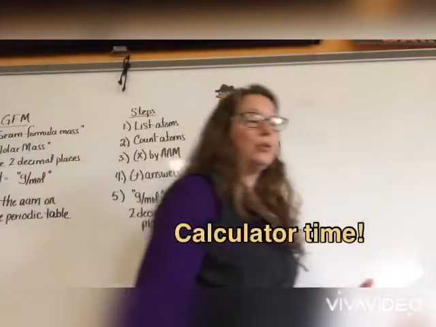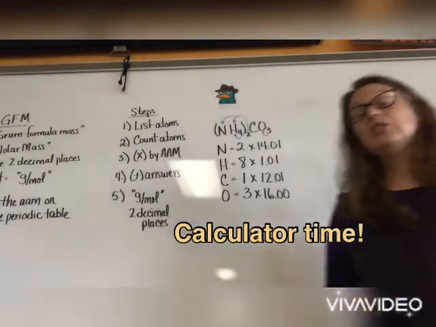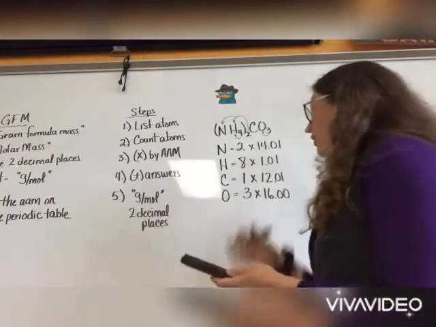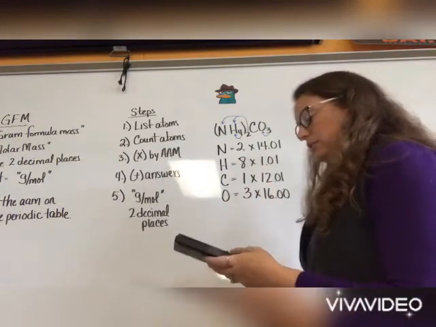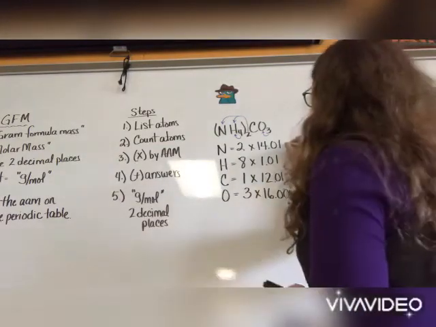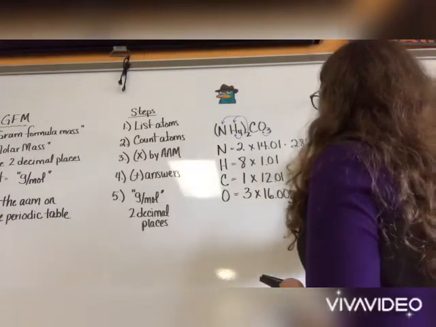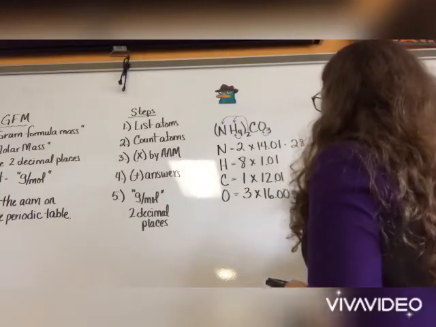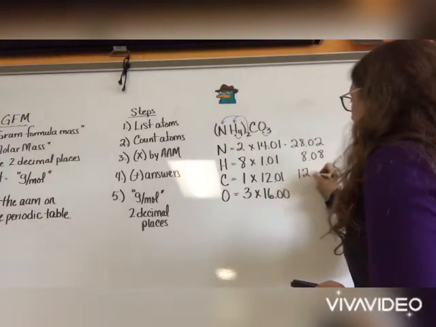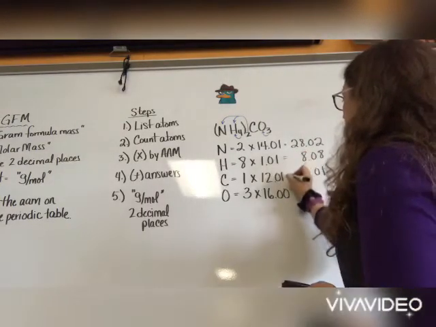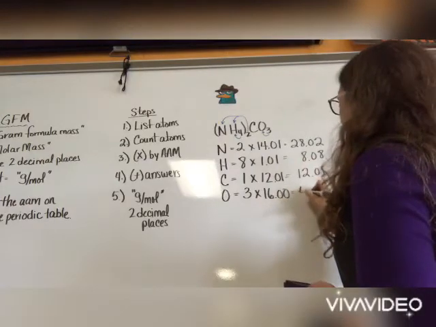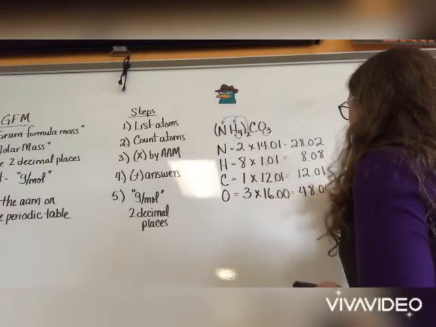Now, as we go through, ladies and gentlemen, you are going to need your calculator handy, and you want to find these values. So we're going to end with 28.02, your 8.08, 12.01, and then you'll have 48 for the oxygen.